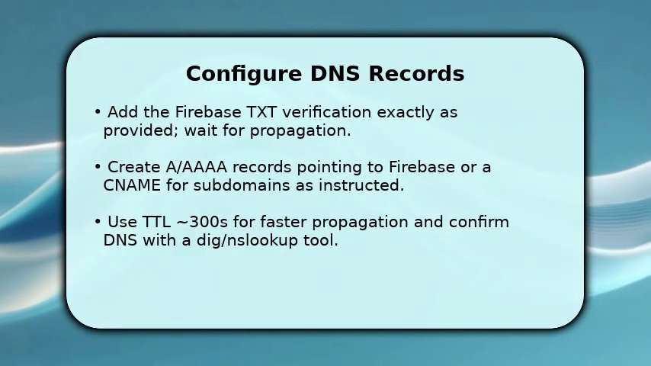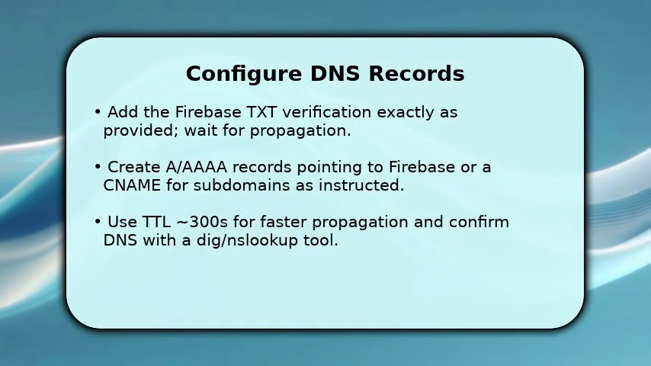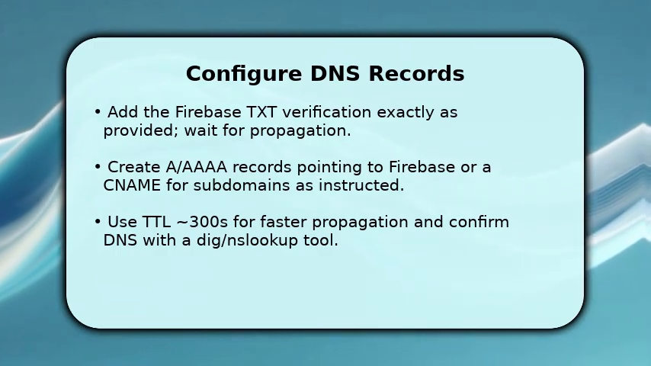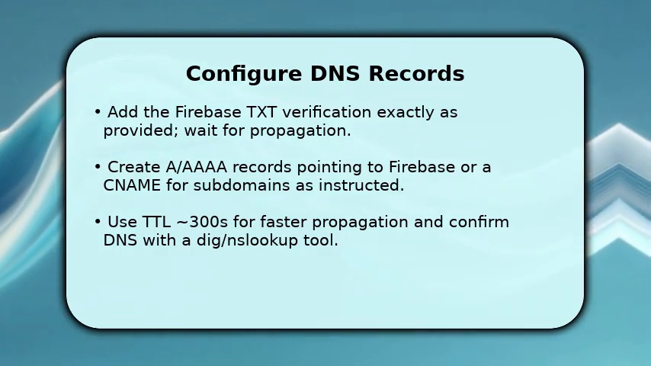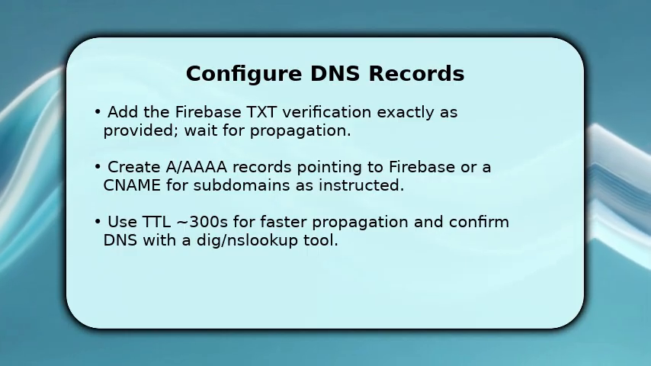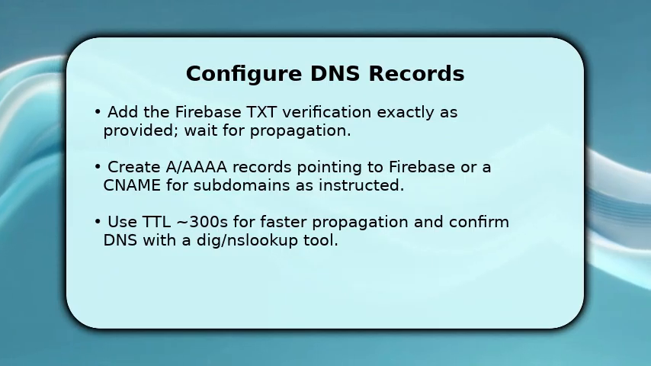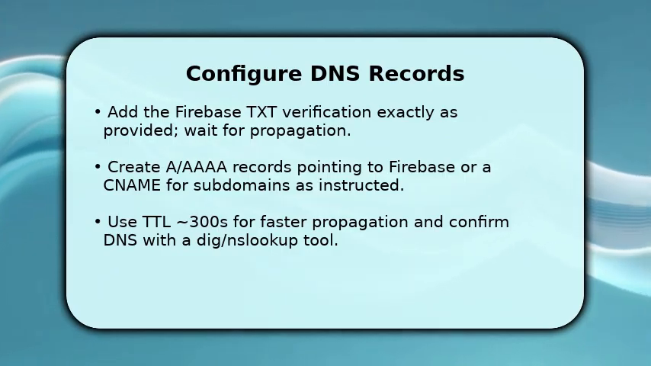After adding the TXT, add the routing records Firebase recommends. For Apex domains, create the A and optional AAAA records Firebase lists. For www or other subdomains, use the CNAME Firebase provides. Once done, set a low TTL like 300 seconds to speed propagation.